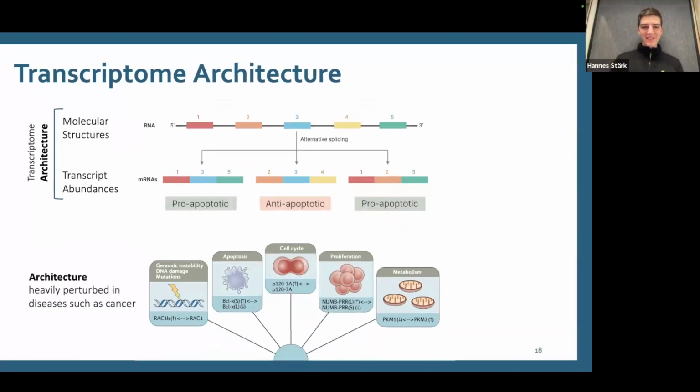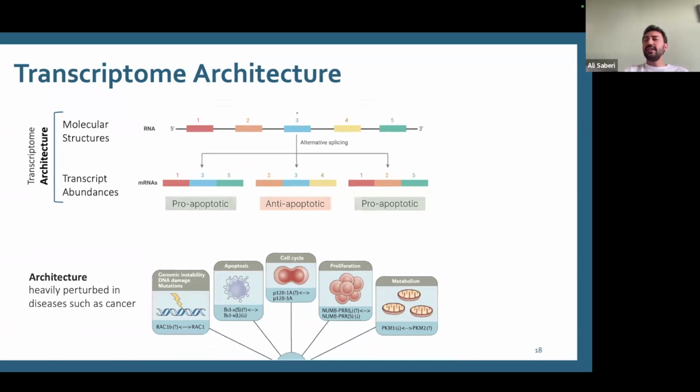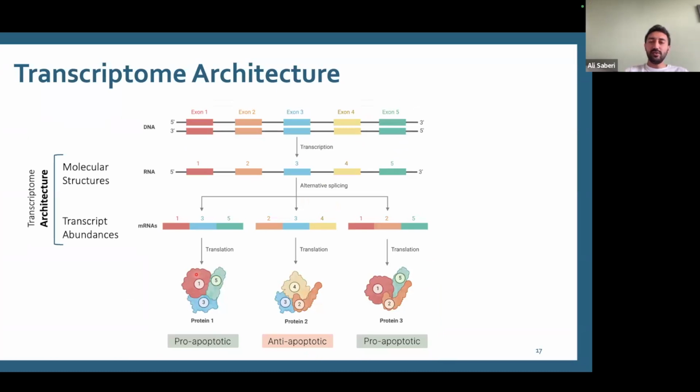You want to model this, but you said this is what defines what cell we are in, but doesn't what cell we are in also determine what gets transcribed and all these transcript abundances? Okay, can you ask me again? I'm not sure I understand. The transcriptome architecture is what isoforms are built and how many of each isoform. Yeah, exactly, and this determines the characteristic of the cell, the cell type, basically.